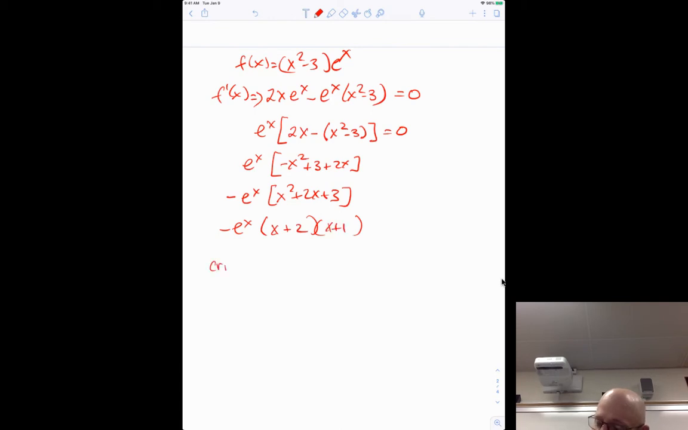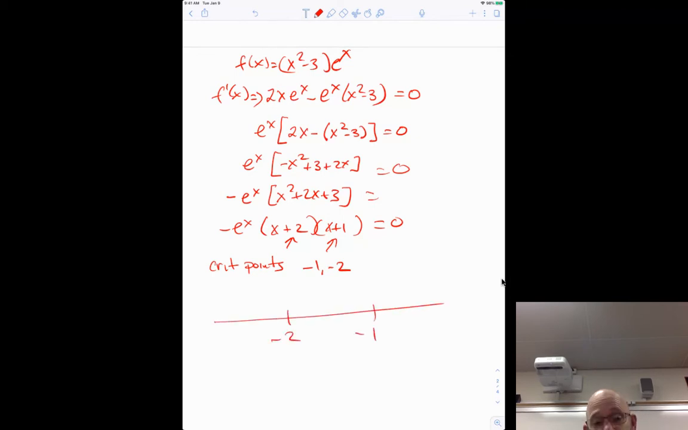So I get critical points whenever the derivative is equal to 0 or it's undefined, right? Sorry, I lost that 0. But it's never undefined, and it's only equal to 0 at negative 1 and negative 2. So now I do that little number line again, negative 2, negative 1, and then I go plug in.